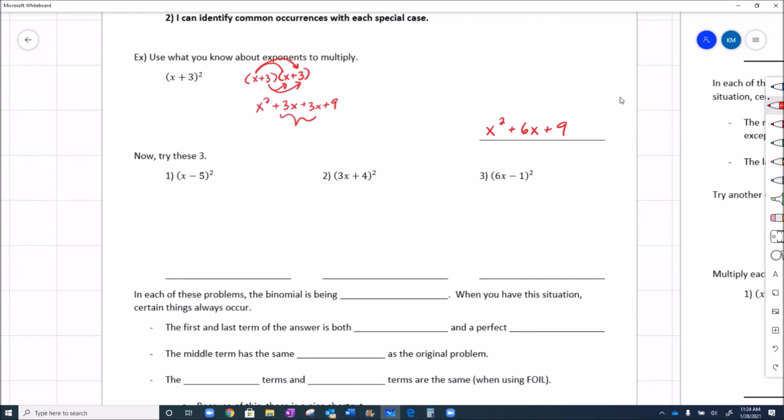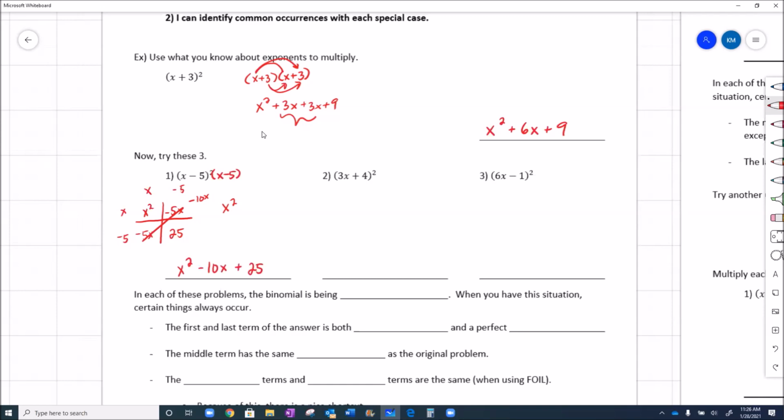Next, x minus 5 squared, same kind of thing. We're squaring, so we can think of this as x minus 5 times x minus 5. We use the box method. It looks like this: x squared, minus 5x, negative 5x, plus 25. Now we have all of our boxes populated, so we're adding our like terms together. We have x squared, minus 10x, plus 25.